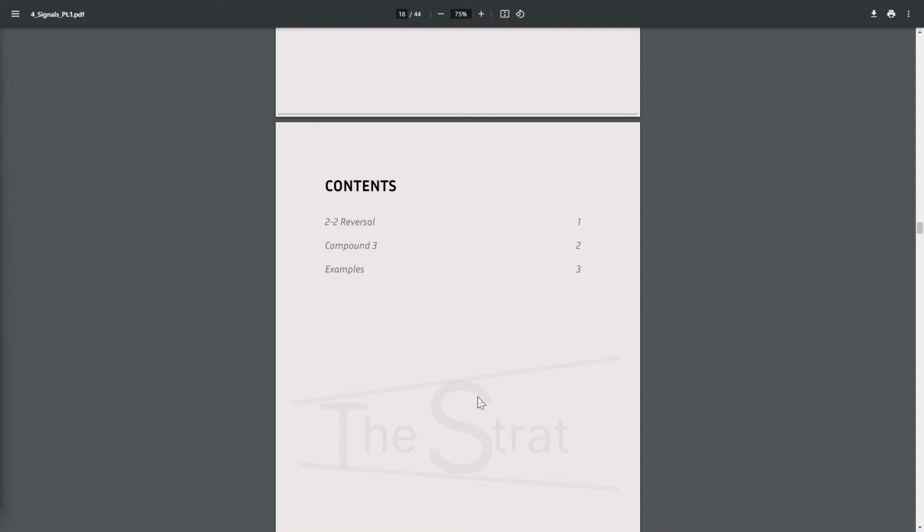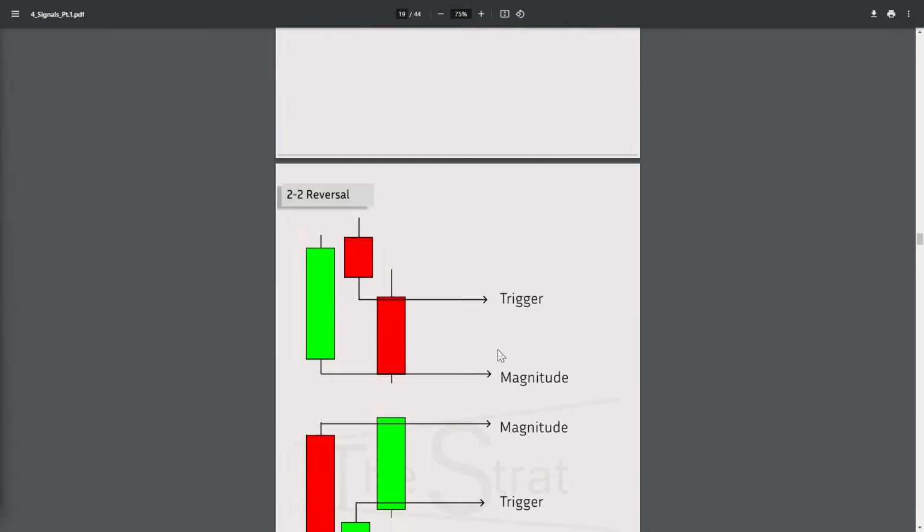Oh, so we need to delete one of the slides under 2-2 reversal. Yeah. Okay, so we've got 2-2 reversals, compound threes, and examples.